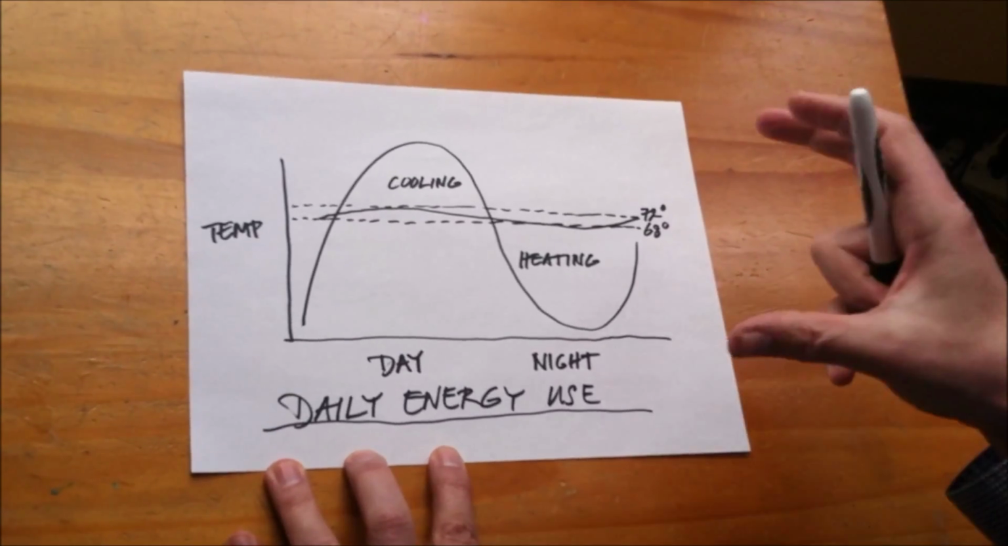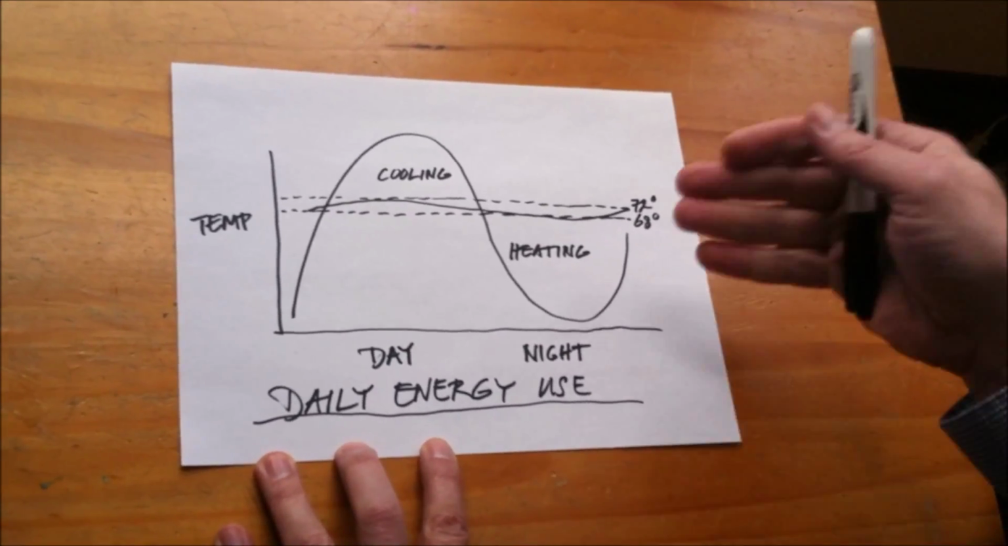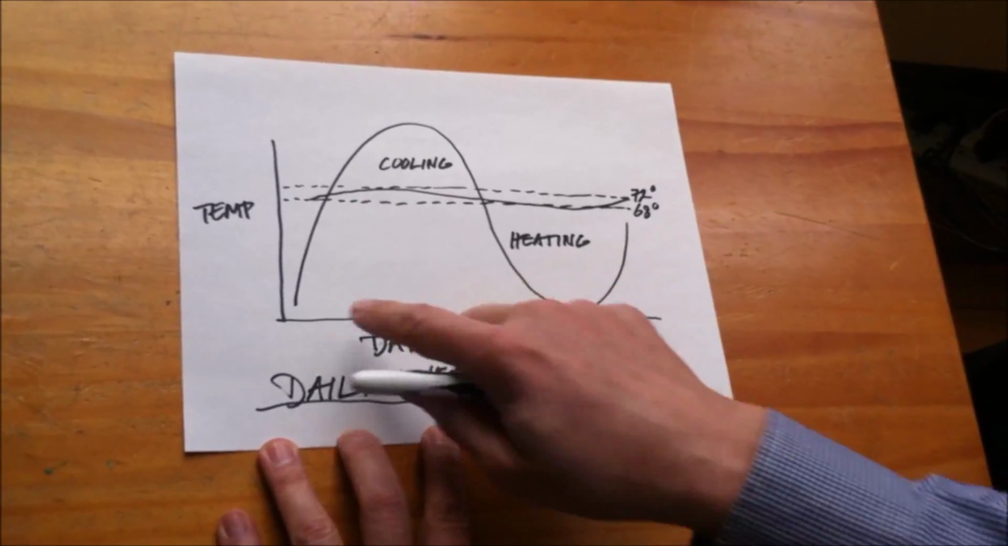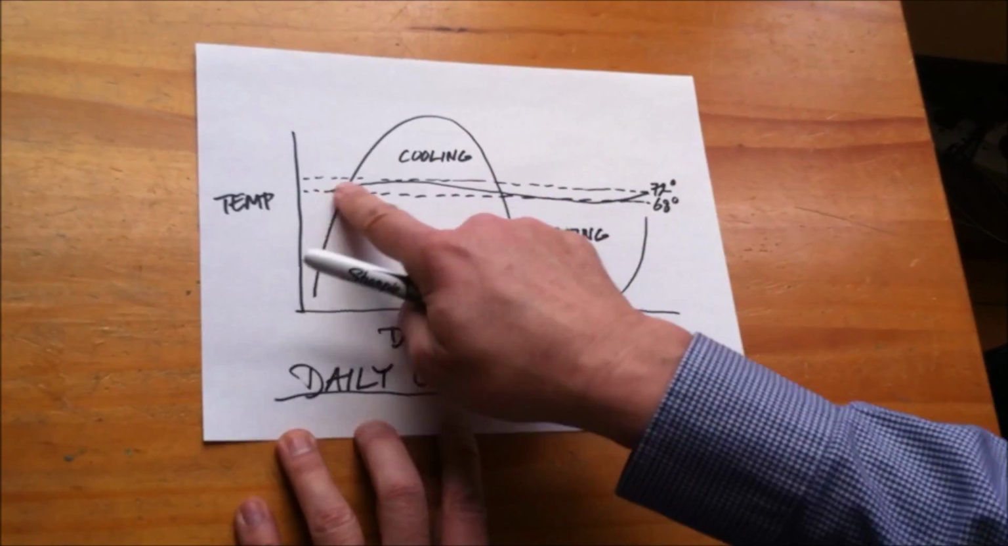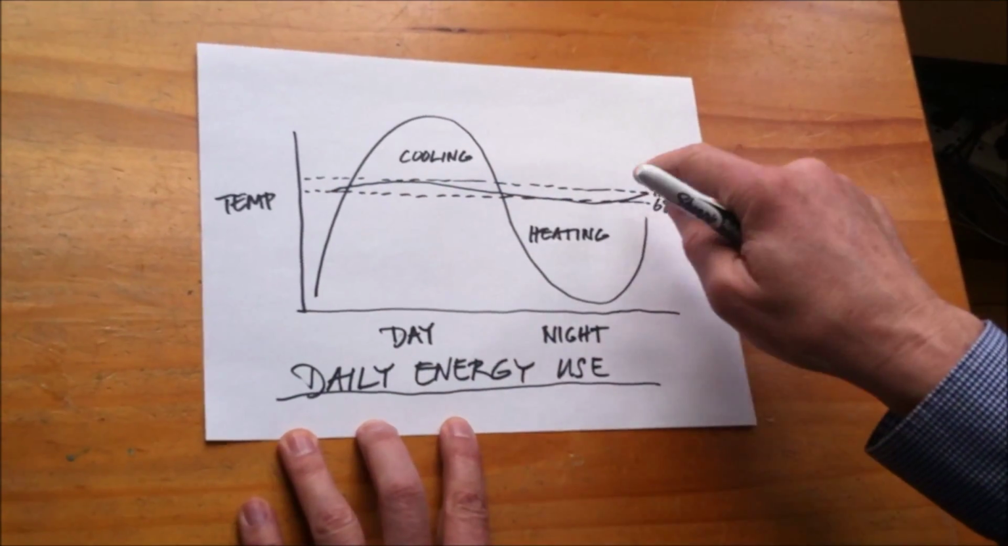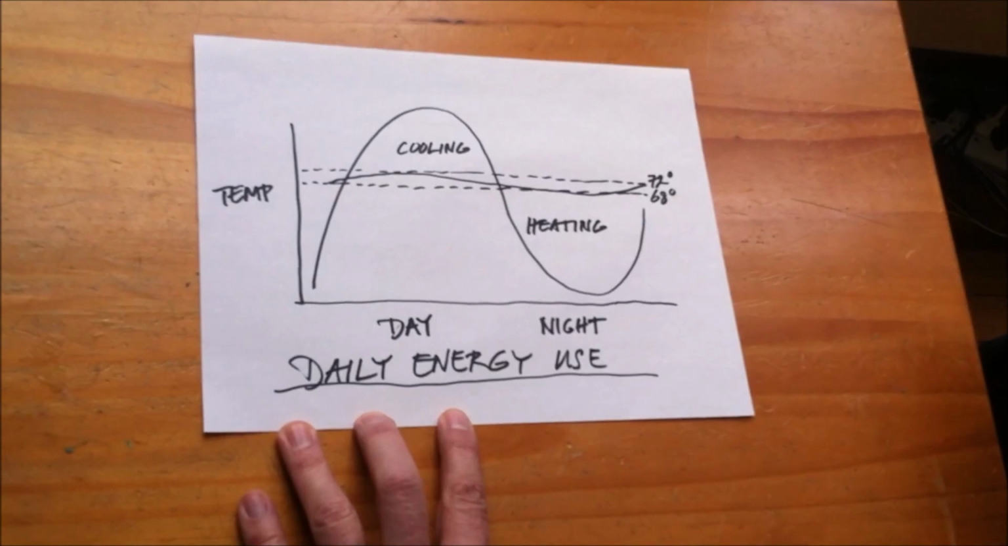So the goal of this app is to provide the average homeowner with this information so that they can take this curve of temperature and reduce it down to this by providing the right insulation in the right places.